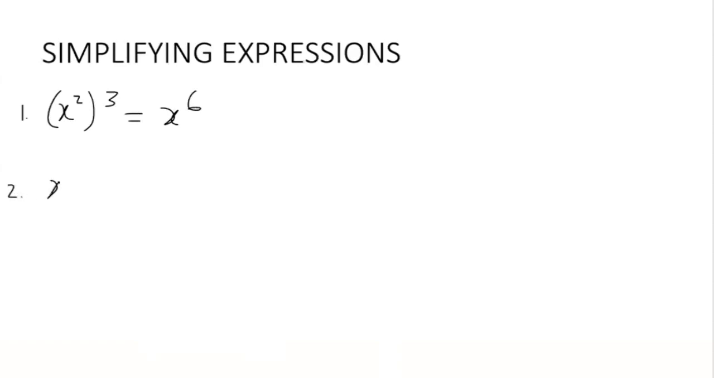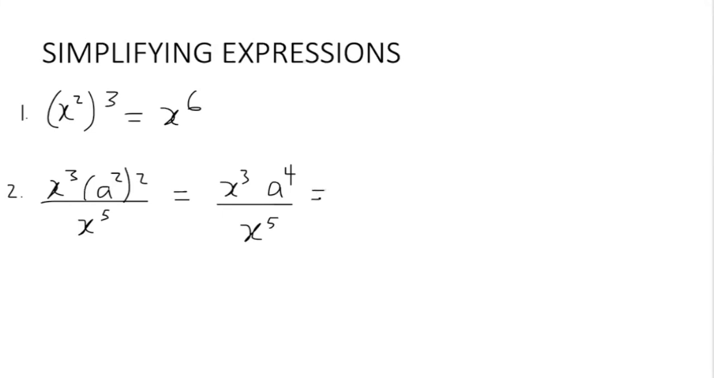If I give you x cubed a squared over x to the 5th, first, let's multiply 2 times 2, so that's 4. So we have x cubed a to the 4th over x to the 5th. Then we write the base once. I have the base, which is x, then subtract. So I have the first power minus the second power. Then I have a to the 4th. So 3 take away 5, that gives me minus 2. And then this is a to the 4th.